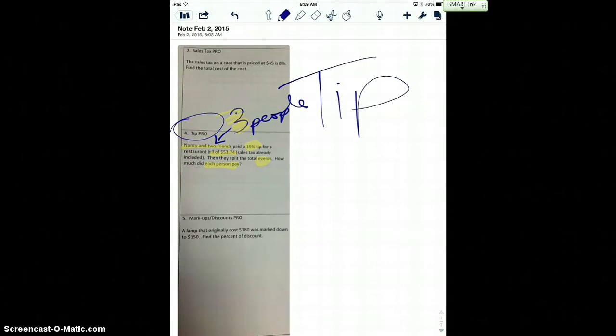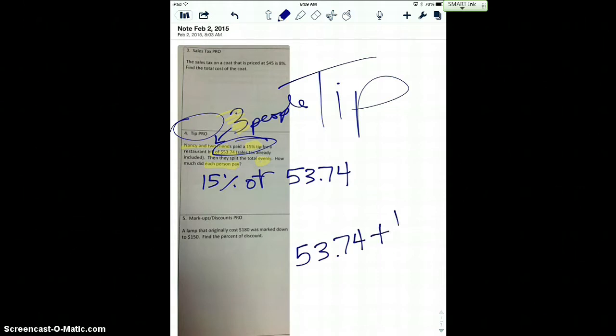All right, so first off, they left a 15% tip on the bill. So I need to find 15% of $53.74. And they'll pay a total of $53.74 plus the tip, which I'm calculating right here. So how do we calculate this? 15% is going to be 15 divided by 100, which is 0.15. Of means multiply, and multiply it with 53.74.